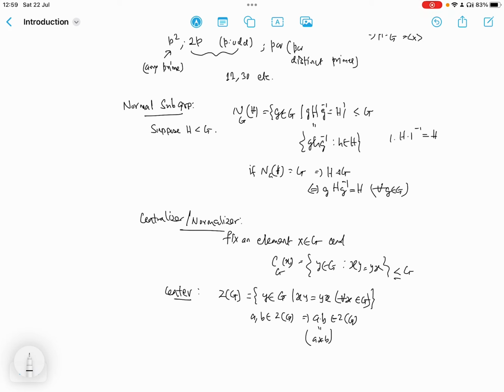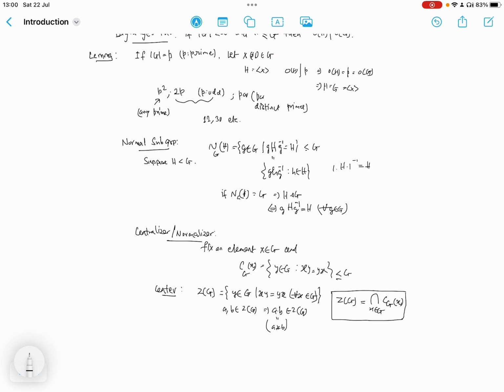So this is one thing you can see. For the centralizer, you are fixing one element of G and you are considering all those elements of G that are commuting with that particular element. And in the center, I am saying all those elements that commute with every element. So you take the intersection of all of them. And this is just the relation between the centralizer and the center.